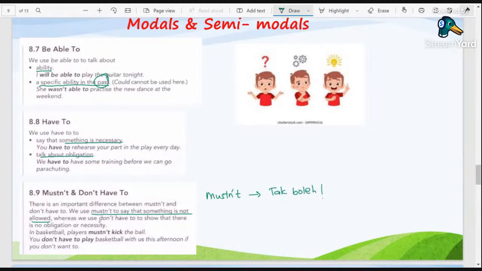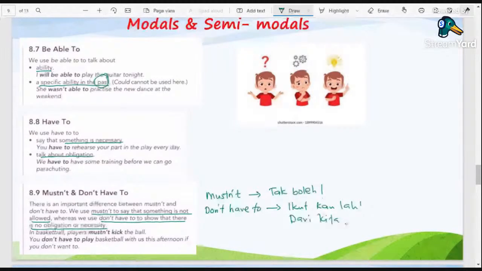Okay, whereas we use don't have to show that there is no obligation or necessity. Maksudnya kalau kita guna don't have to, maksudnya ikut kau lah. Ataupun dari kita aja. Maksudnya dia tak kisah. Kalau kau nak buat boleh, kalau kau tak nak buat pun boleh.